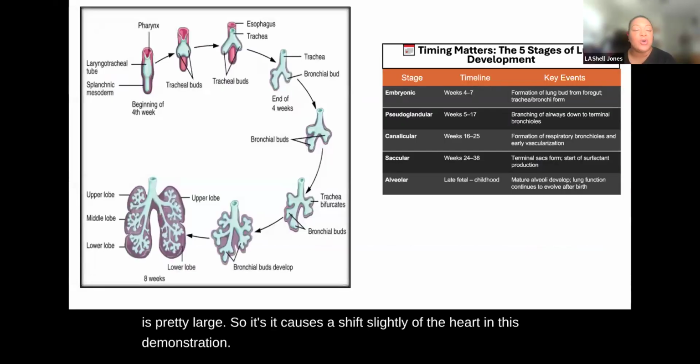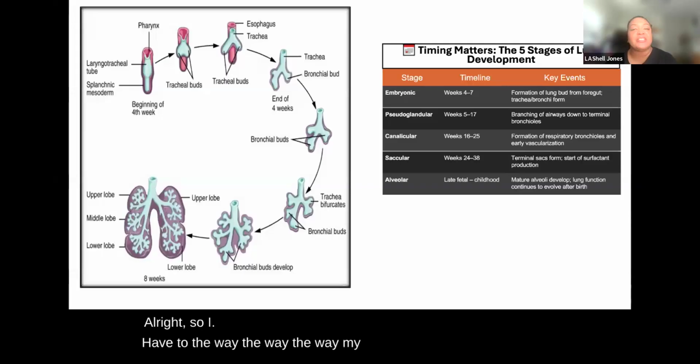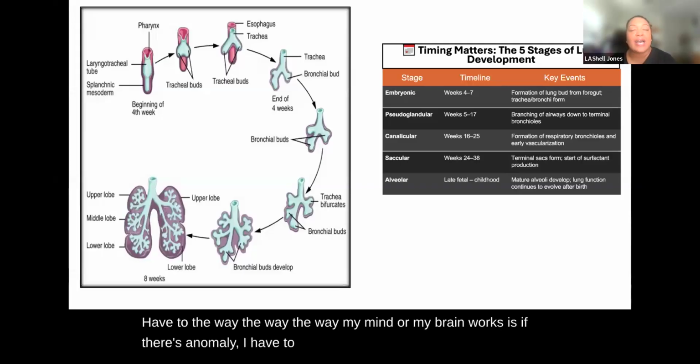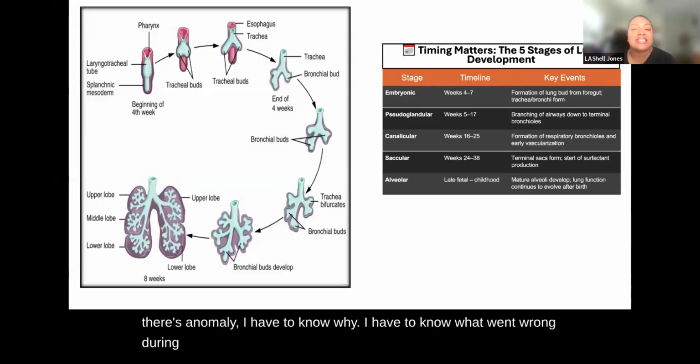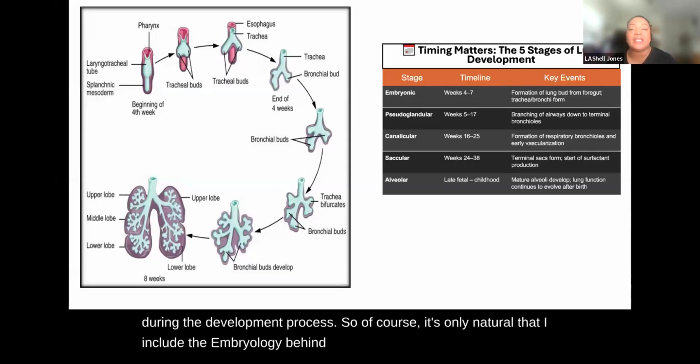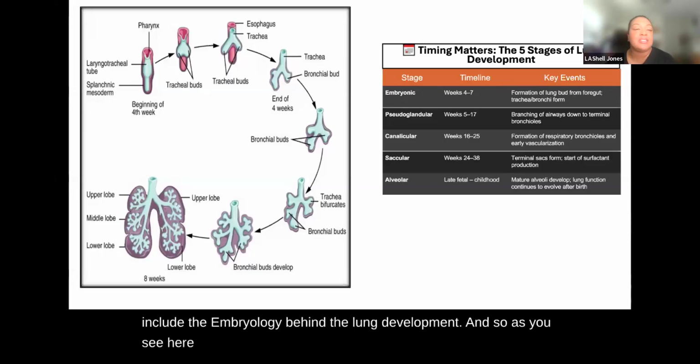All right. So I'm a geek when it comes to embryology. The way my brain works is if there's an anomaly, I have to know why. I have to know what went wrong during the development process. So of course, it's only natural that I include the embryology behind the lung development. And so as you see here, the lungs develop in 5 stages, starting at about 4 weeks. As I mentioned here, that's stage 1.